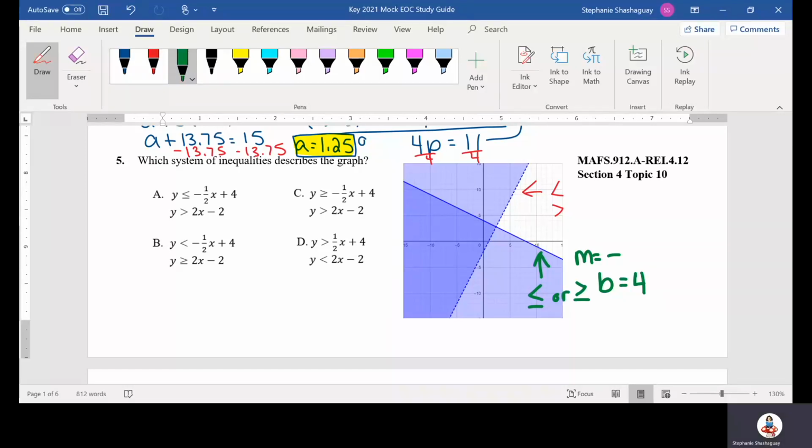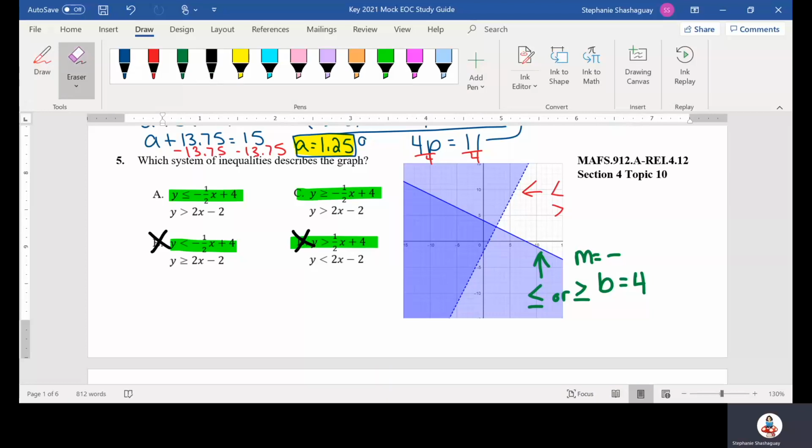Okay, negative slope, y-intercept of 4. Here's my y-intercept of 4. Is there any that I can eliminate? Well, D has a positive slope, so I can eliminate that one. B has a less than symbol instead of a less than or equal to symbol, so I can get rid of that one. So I'm left with A and C.